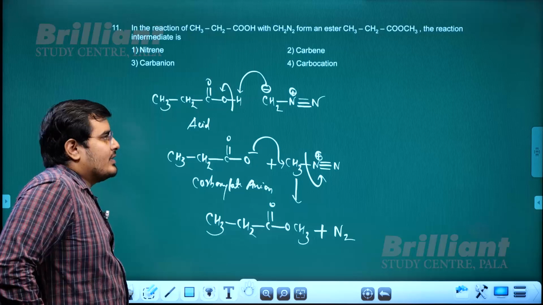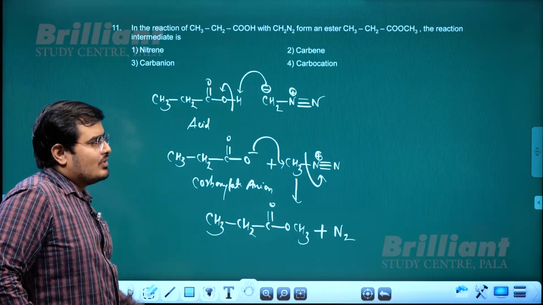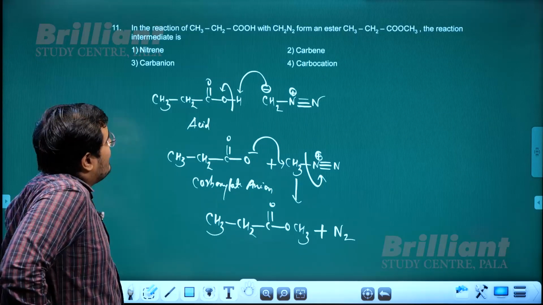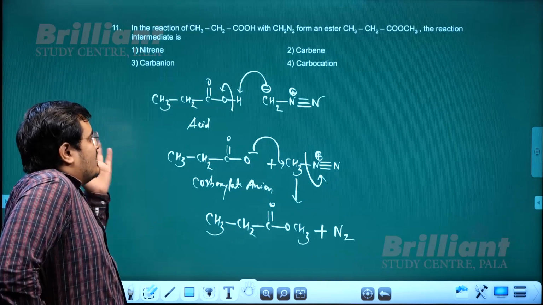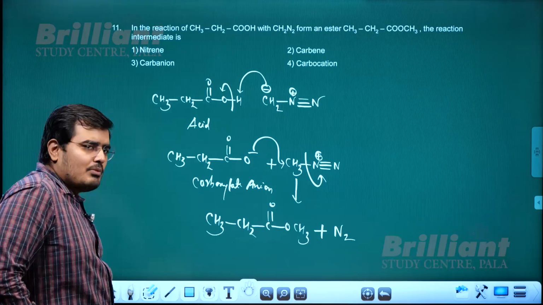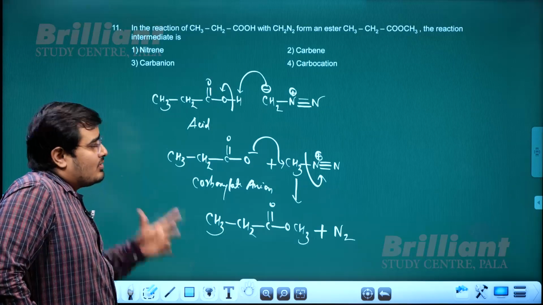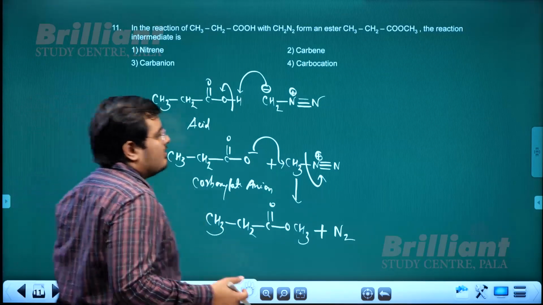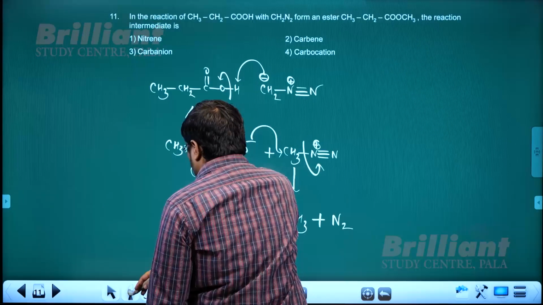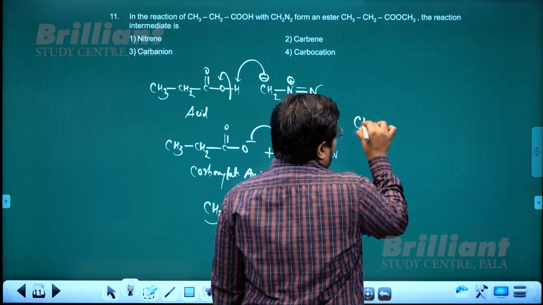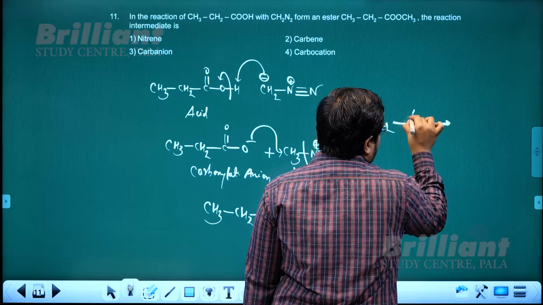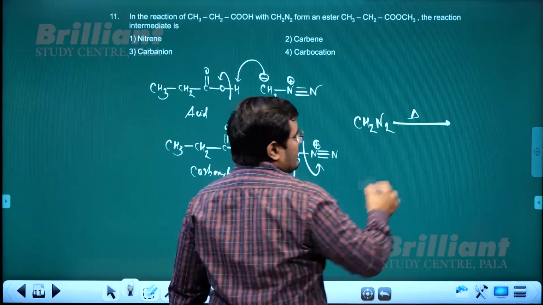This reaction I had not discussed in the main theory as it's not directly given in NCERT, but here you can learn how the reaction happens. And as we can see in this reaction, none of the intermediates form, neither nitrene, carbene, carbanion or carbocation. So basically this question is not relevant, but if you have to give an answer, then if you study carbenes, one of the reactions for generation of carbene is the heating of diazomethane.